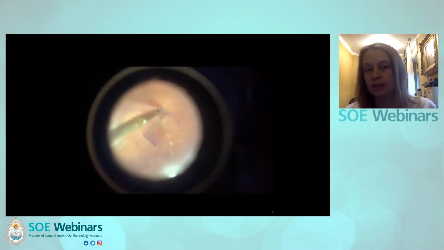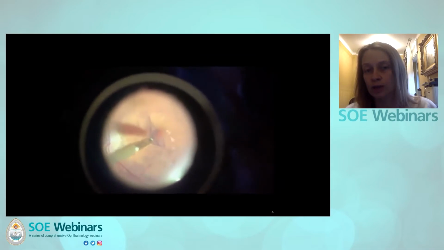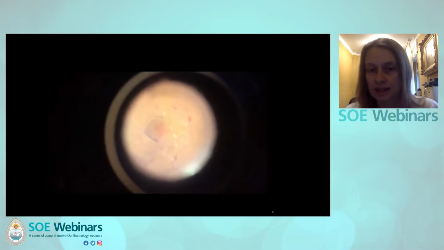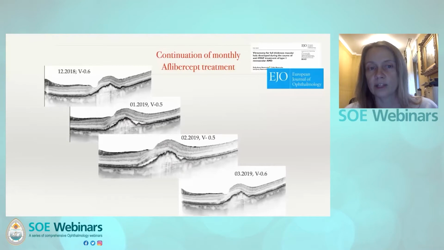And here also we performed the temporal inverted island flap technique, taking the smallest amount of vitreous out of the eye, performing only core vitrectomy, and making a small peeling on the temporal side. 1 month later, we observed that the macular hole is closed, and until now, the patient is treated every 1 or 2 months with aflibercept, and the final visual acuity is quite satisfying.